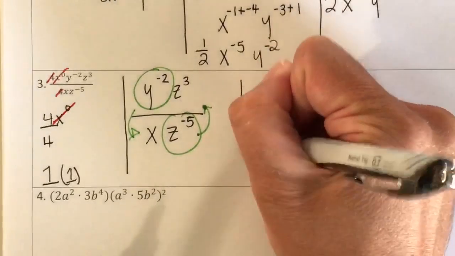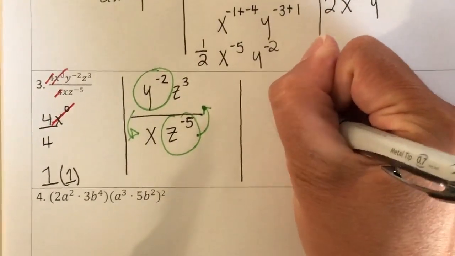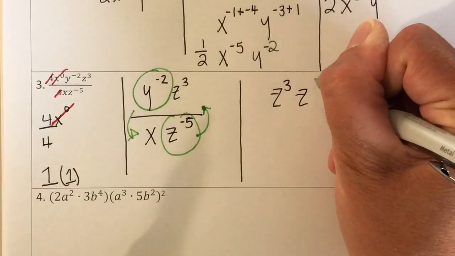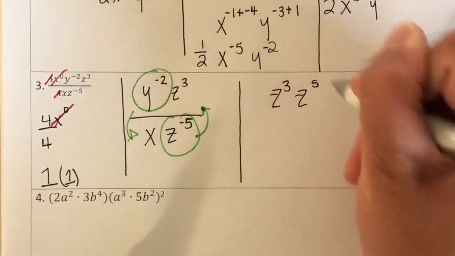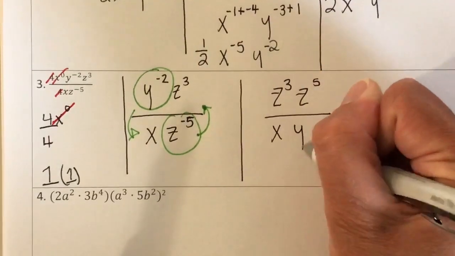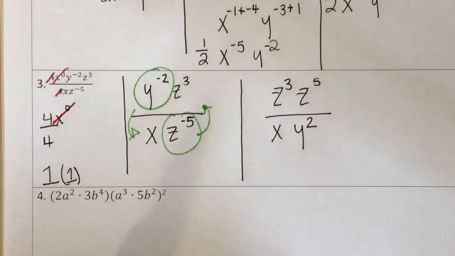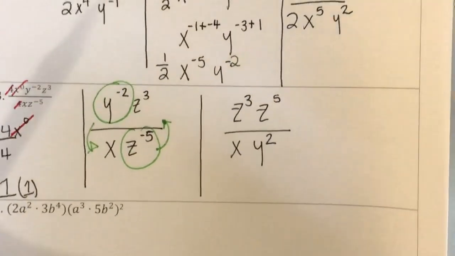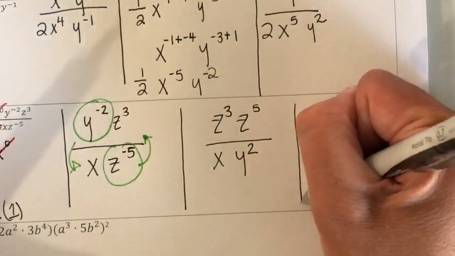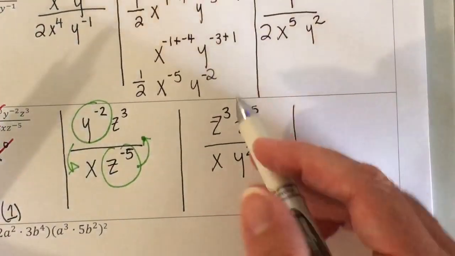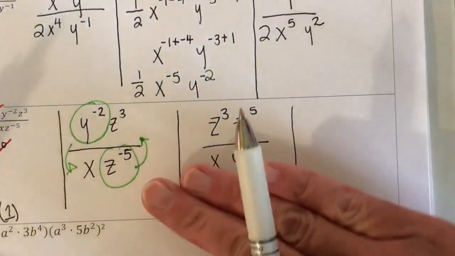So when I move it to lose it, z to the third is still on the top. Z, now it's not going to be negative 5, but a positive 5 on the top. And then x is on the bottom, and y squared is on the bottom. So is this simplified? Almost, but not yet. Can't have those z's appear more than once. So I'm going to add those together.